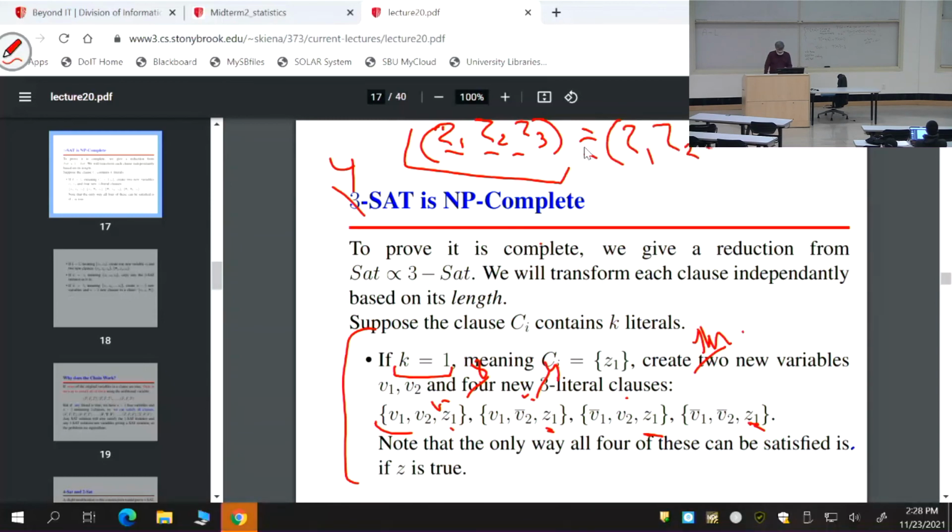Z1, Z2, Z3, V1. Does everybody see, by making 2 clauses with 1 new variable, how I could convert a 3-SAT problem, which is hard, into a 4-SAT problem? If 3-SAT is hard, this means that 4-SAT is hard.